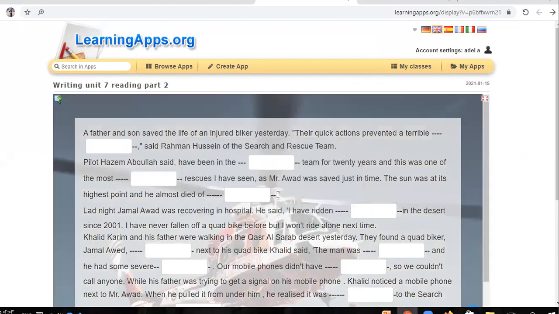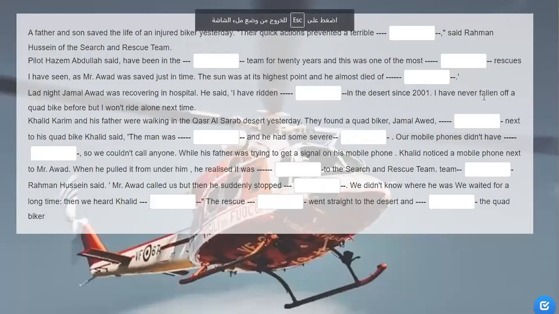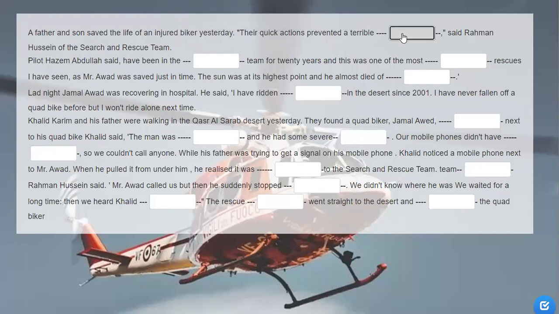Yes, this is a story again, just to enable you to have a close look at the text. This is a story of a father and his son. We'll do it in a hurry. A father and son saved the life of an injured biker yesterday. Their quick action prevented a terrible disaster, said Rahman Hussein of the search and rescue team. Okay, search and rescue team. Pilot Hazim Abdullah has been in the rescue team. Rescue means to save people, for 20 years, and this was one of the most dramatic rescues.